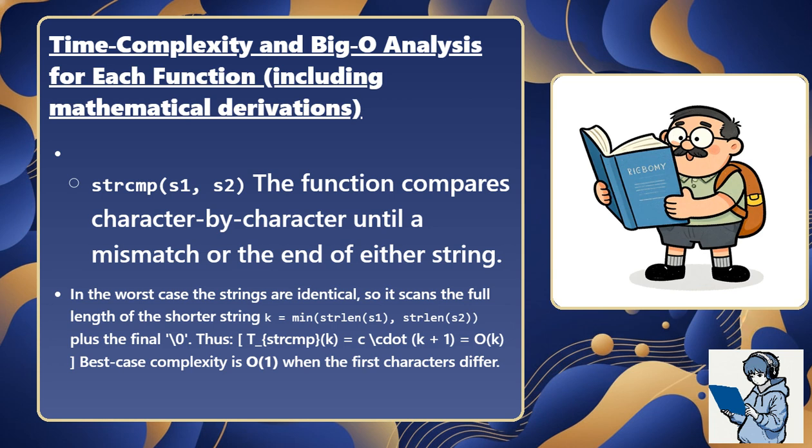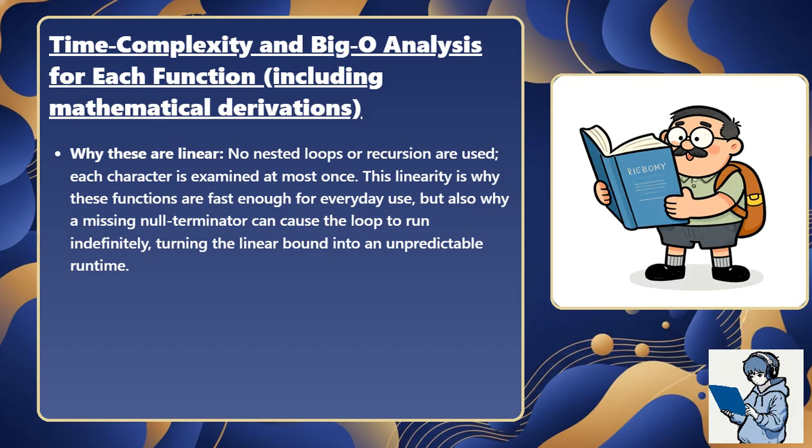Thus, T sub strcmp of k equals c times (k plus 1), which is big O of k. Best case complexity is big O of 1 when the first characters differ. Why these are linear: no nested loops or recursion are used, each character is examined at most once. This linearity is why these functions are fast enough for everyday use, but also why a missing null terminator can cause the loop to run indefinitely, turning the linear bound into an unpredictable runtime.